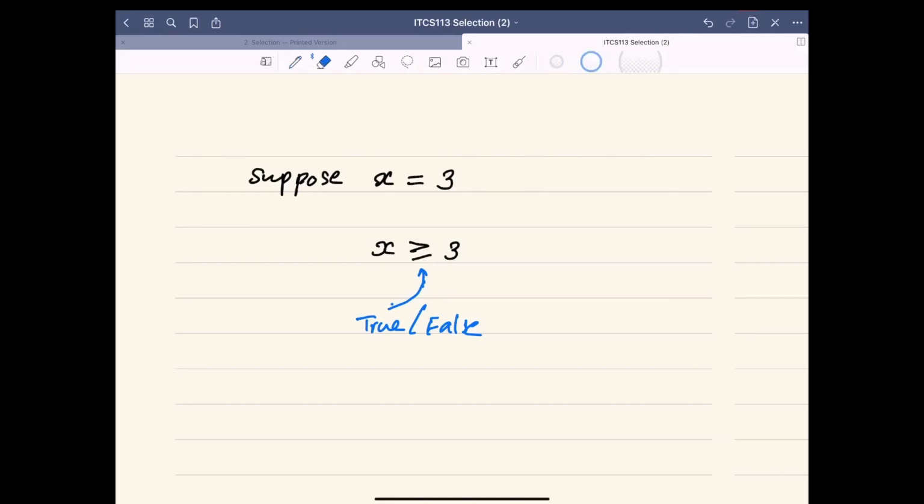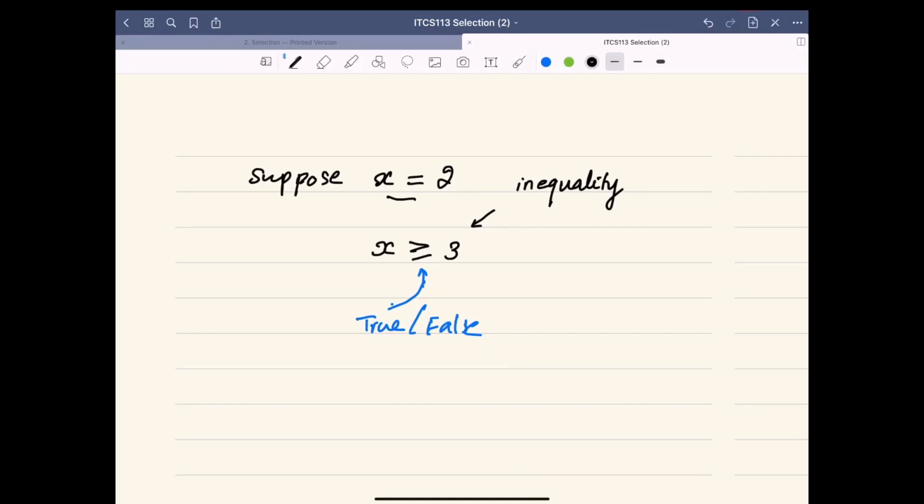What if the value is not equal to 3? Suppose it is equal, for example, 2. Then 2 is not greater than or equal to 3. The answer will be false. So it depends on the value of x. In mathematics, we call this kind of equation an inequality. Now when we convert it into Java, it will have a different name.